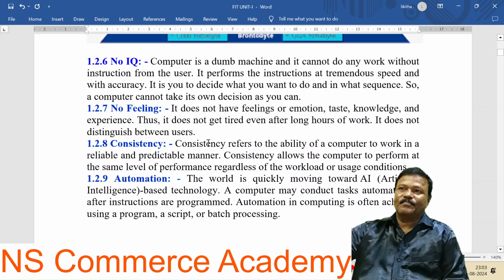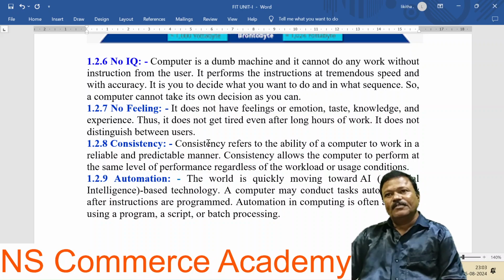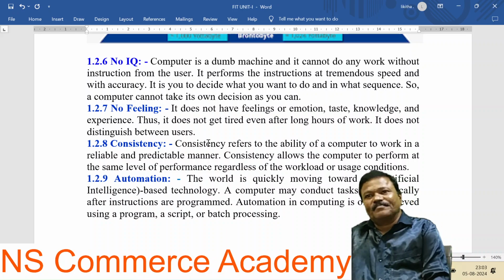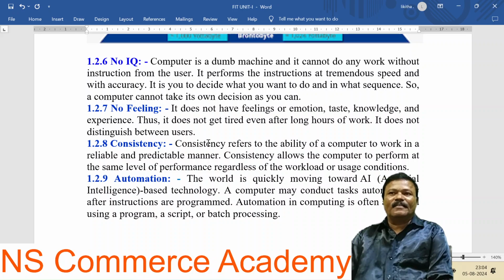The next feature is no feeling. The computer does not have any feeling or emotion, taste, knowledge, or experience. Thus, it does not get tired even after long hours of work. It does not distinguish between users. So, the computer never shows any discrimination and never shows its own bias. Computers work based on the user's instructions and the data given, and as per the instructions it will perform its operations.